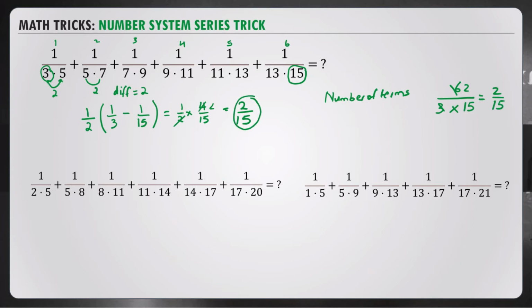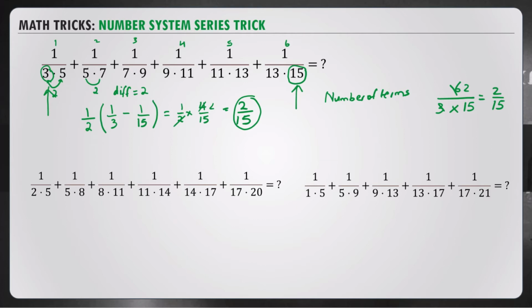which was the same answer we worked out over here. So let's go through this one more time. We need to know the number of terms as a numerator, divide by the first number, multiply by the last number. All right, now let's try this method out with these two examples.